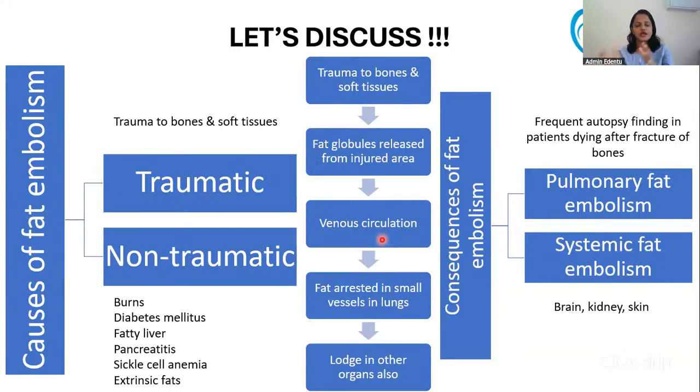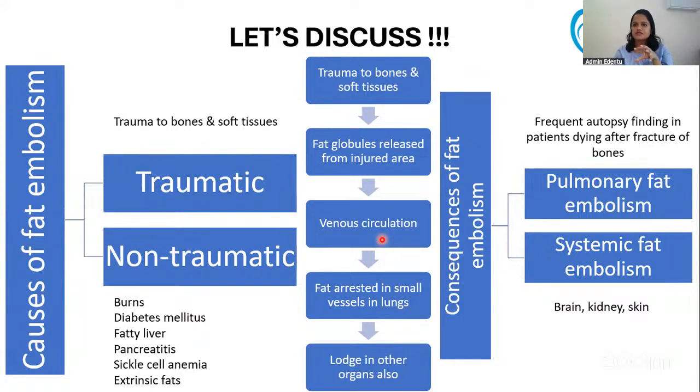Okay, so there are two types of fat embolism also. When these fat globules go and get arrested in the lungs, which is the common site, it creates pulmonary fat embolism. And it can get lodged in other organs also, like the brain, kidney, and skin. That will result in something called systemic fat embolism. So based upon the location where these fat globules are getting lodged, it can be pulmonary fat embolism and systemic fat embolism. If the fat globules are the ones getting lodged, it is called fat embolism.